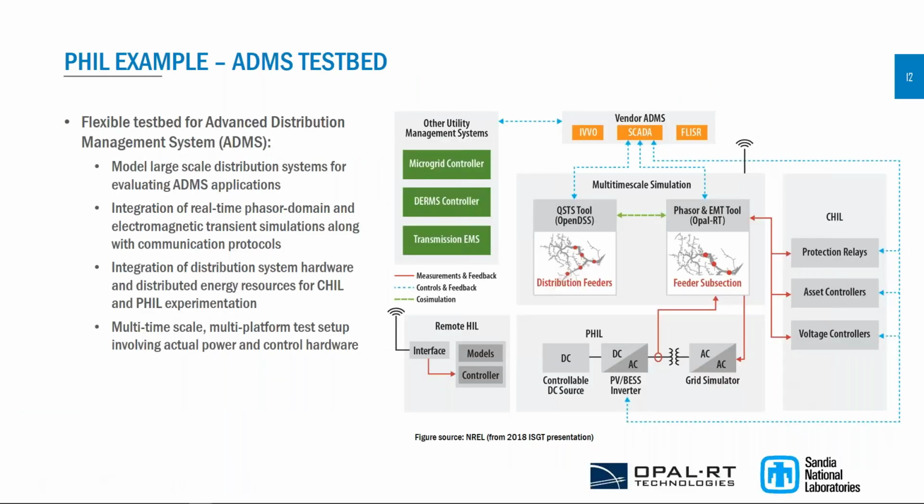I have a second example, which is more system level. This is an ADMS testbed, which is the Advanced Distribution Management System testbed, also done by NREL. They are connecting the model of a large-scale distribution system for testing different ADMS algorithms. Not only that, they are connecting different control devices for controller hardware in the loop, and different power devices like inverters for power hardware in the loop, to create a multi-scale, multi-platform test setup, which involves actual power and control hardware.